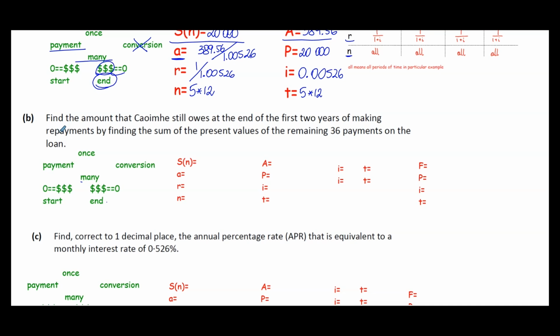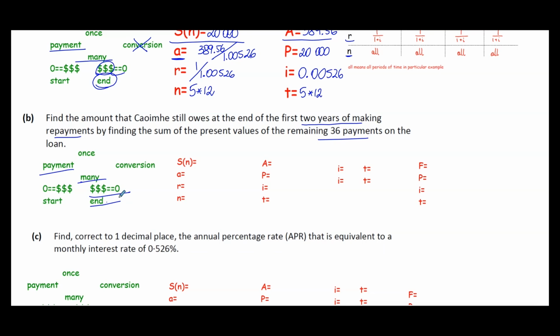Then in the next part, we have to find the amount of money that she owes at the end of the first 2 years of making repayments. So she is making 2 years of the repayments. So we are here still talking about the remaining 36 payments. The situation hasn't changed. She still has a loan. And then we are looking at the end of the time.